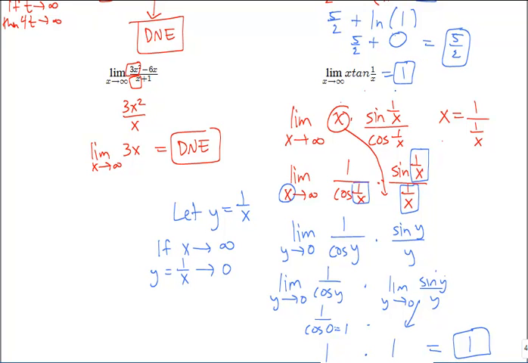So this last example had a lot of manipulations involved: changing tangent into sine over cosine, changing this x into 1 over its reciprocal, changing 1 over x into a new variable y, and changing what this limit approaches so that it's in terms of that new variable y. So there's a lot of things going on in that last example. Okay? With practice and experience, you'll get the hang of these.